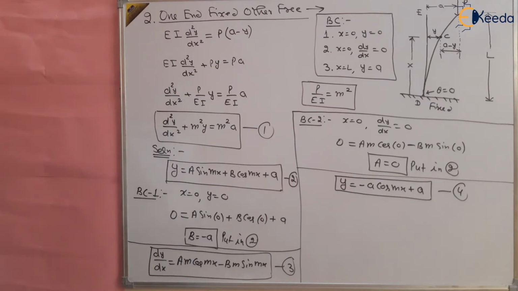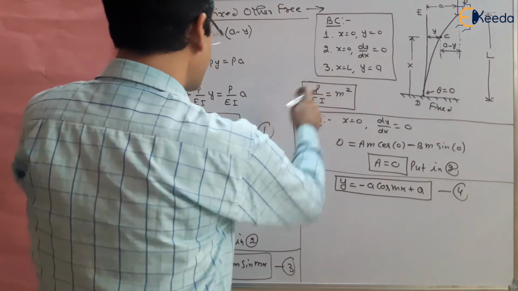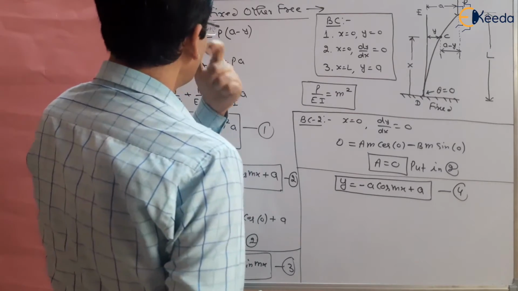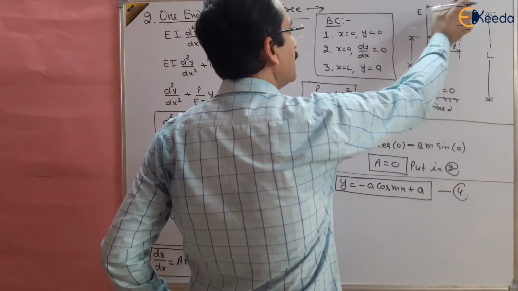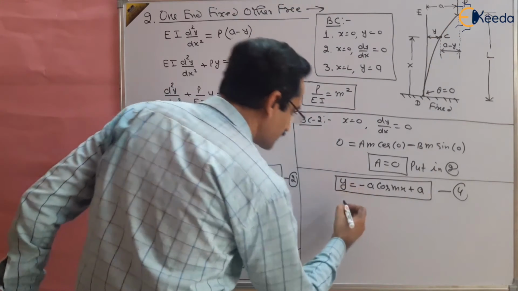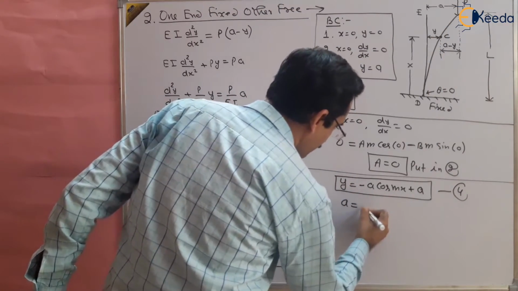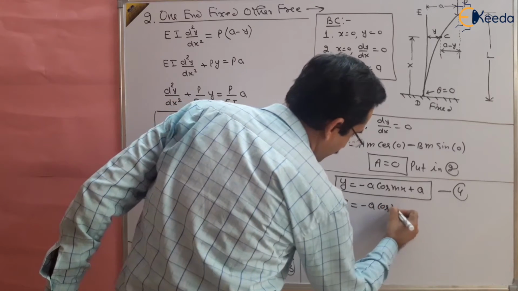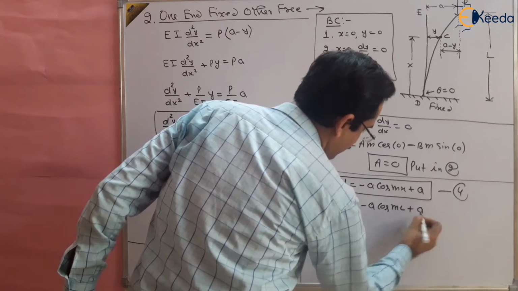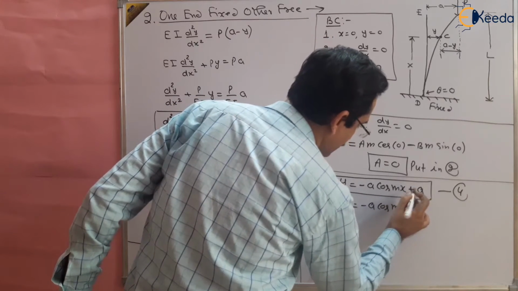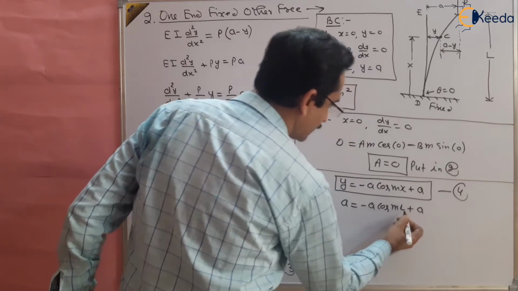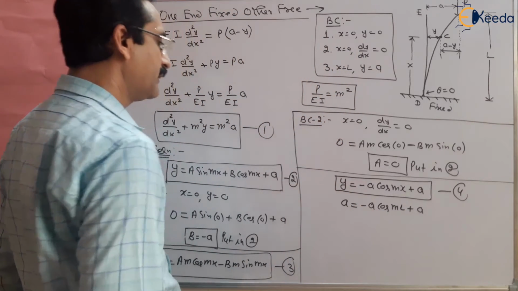Still we want to find out this load P. What is this load P? For this we can apply the third boundary condition also, that x is equal to L. At this point deflection is A. So deflection is A when x is equal to L. We have put the value of x as L, and y will become A, right?